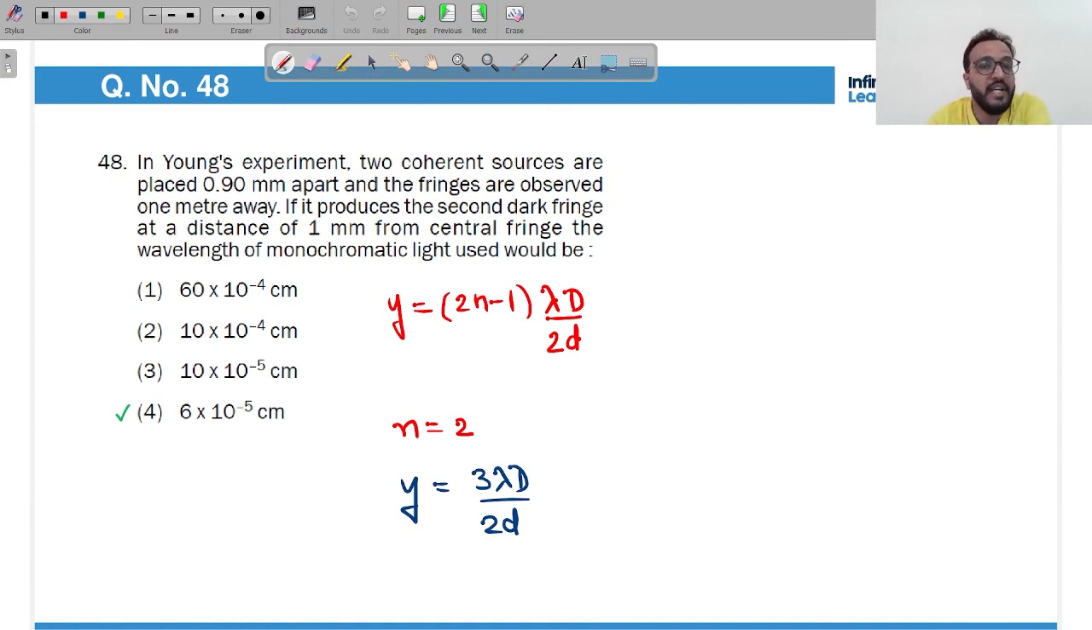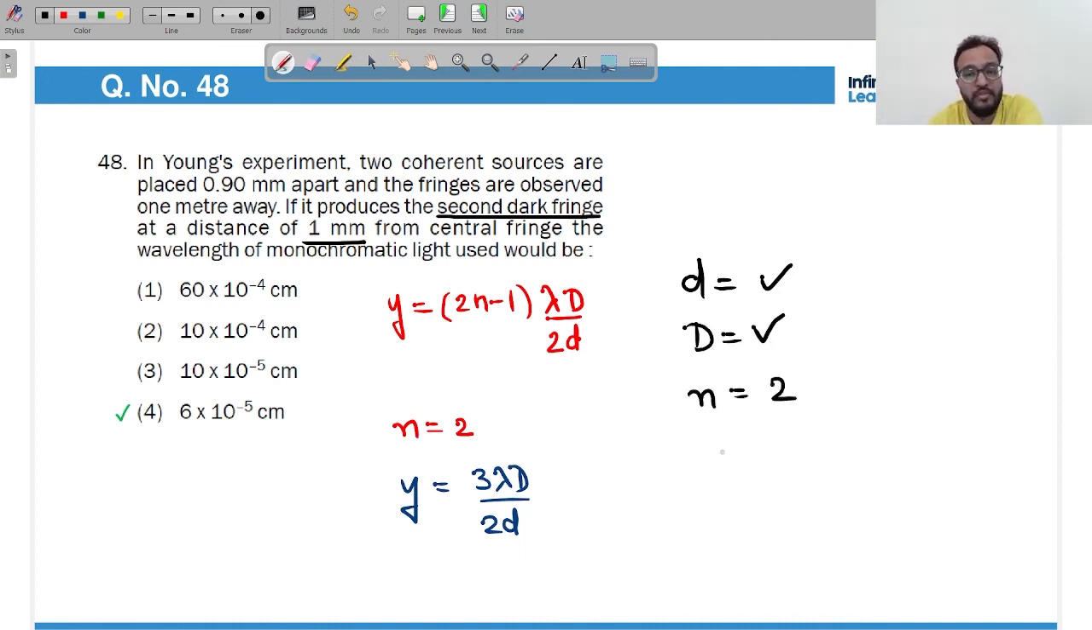In Young's experiment, two coherent sources are placed. Okay, small d is given, capital D is given. Second dark fringe at a distance y. What they want is simple. See, small d is given, yes. Capital D is given, yes. n is given 2. Which fringe is it, dark fringe or bright fringe? It is dark fringe given. y is given, yes. So what is left then? They want us to find out lambda.